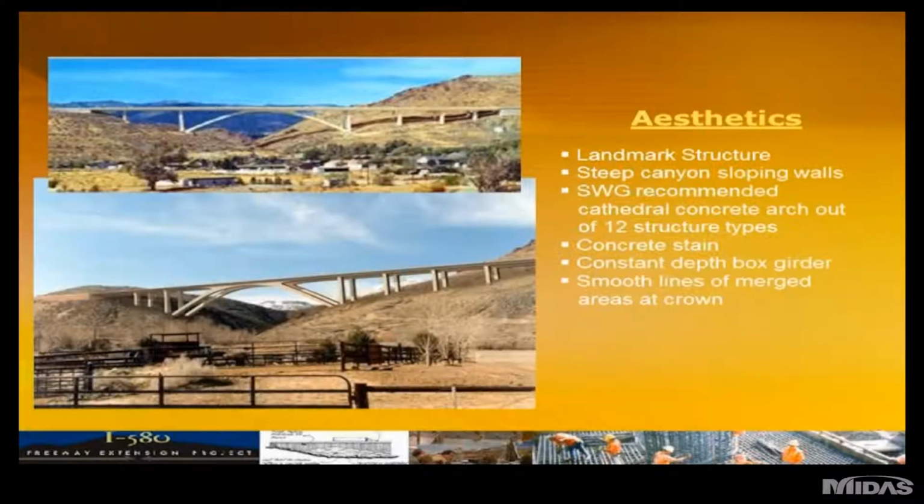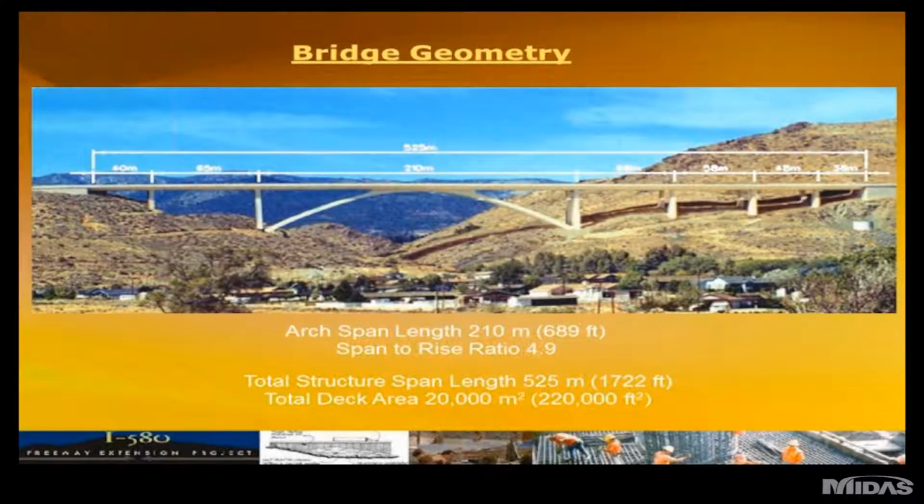Some quick aesthetics and properties of the Galena Creek Bridge. As you can see here, it's obviously a landmark structure built on a hillside going over the Galena Creek and spanning the canyon there. It's actually 300 feet off the floor of the creek, so it gives you an idea of the scale of the structure. The superstructure is a constant depth box girder, and as you can see, the superstructure and the arch merge together at the crown area. Just another shot, a side elevation schematic of what the bridge looks like.